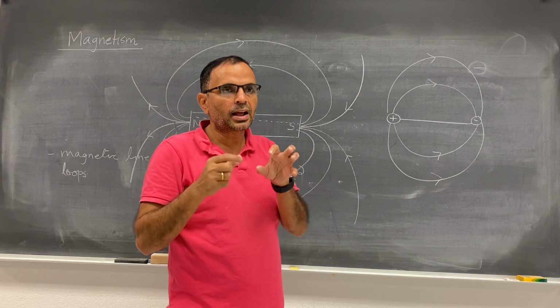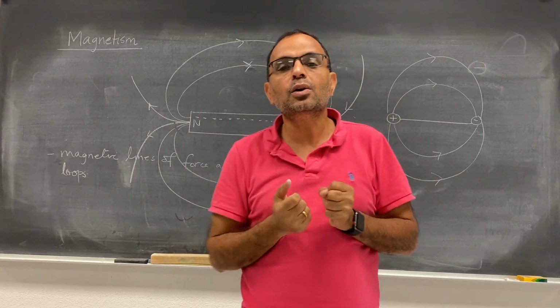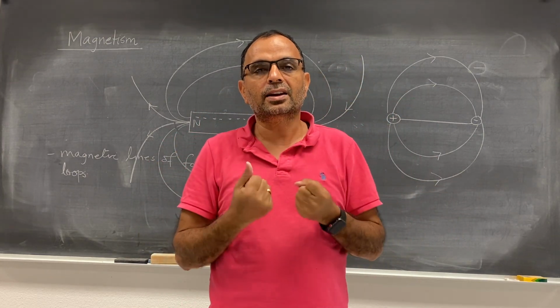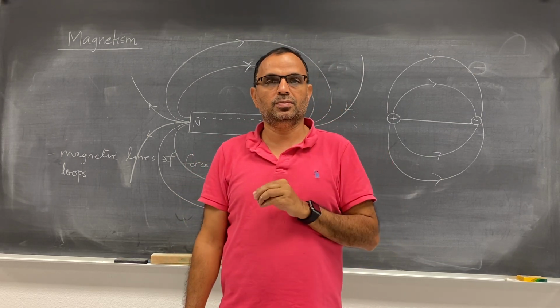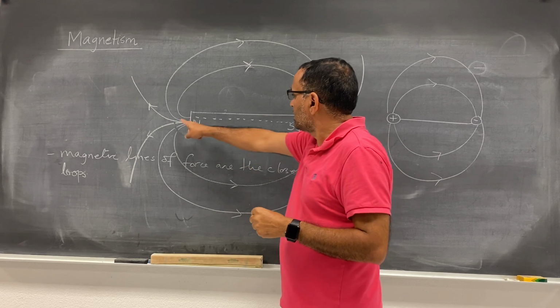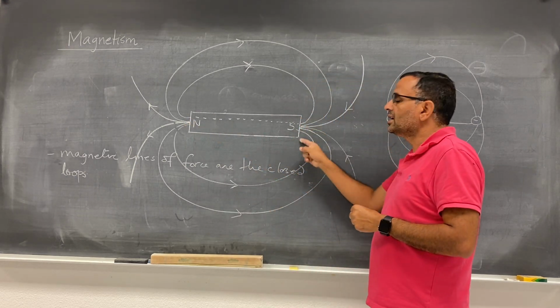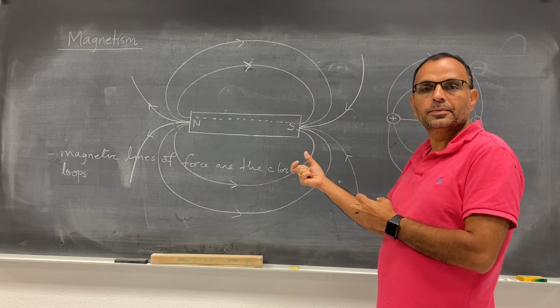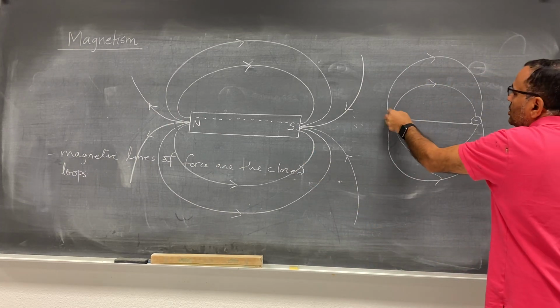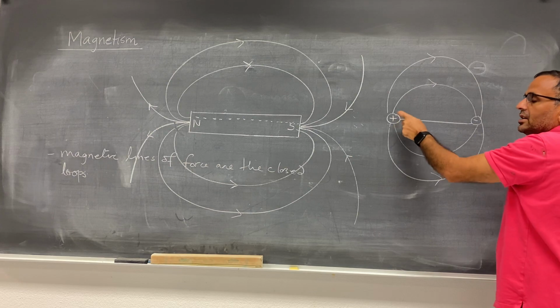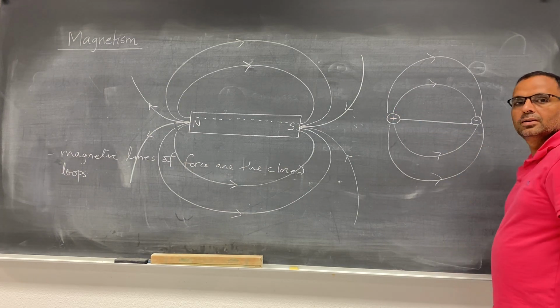If the magnetic lines of force are crowded at a point, the magnetic field strength is maximum there. There is a strong magnetic field right here and right there, because the magnetic lines of force are crowded. Similarly, the electric lines of force are crowded here, so the electric field is maximum right there.